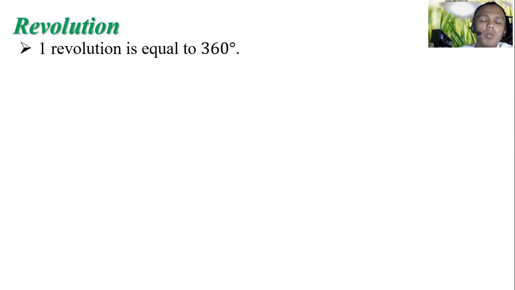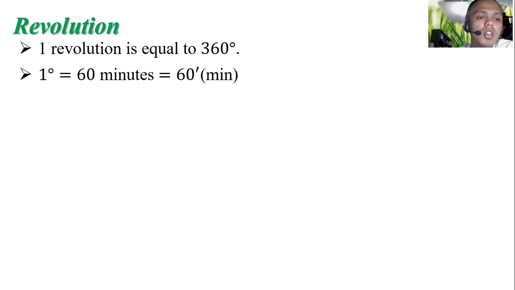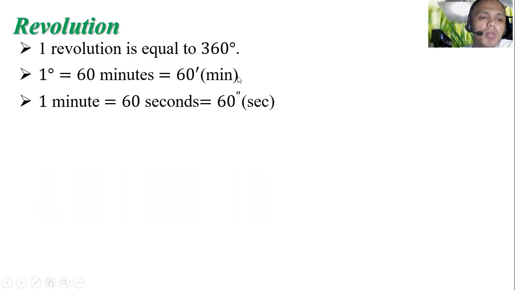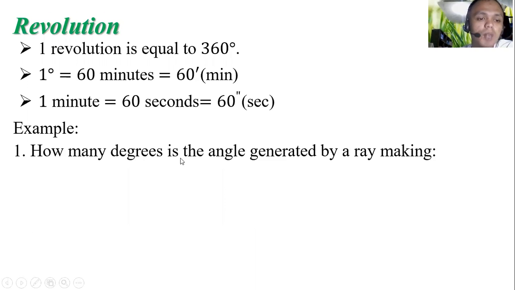So today we will discuss revolution and degrees. Just like what we discussed in the previous topic, one revolution is equal to 360 degrees. Then 1 degree is equal to 60 minutes, and 1 minute is equal to 60 seconds. Now, an example: how many degrees is the angle generated by a ray making?